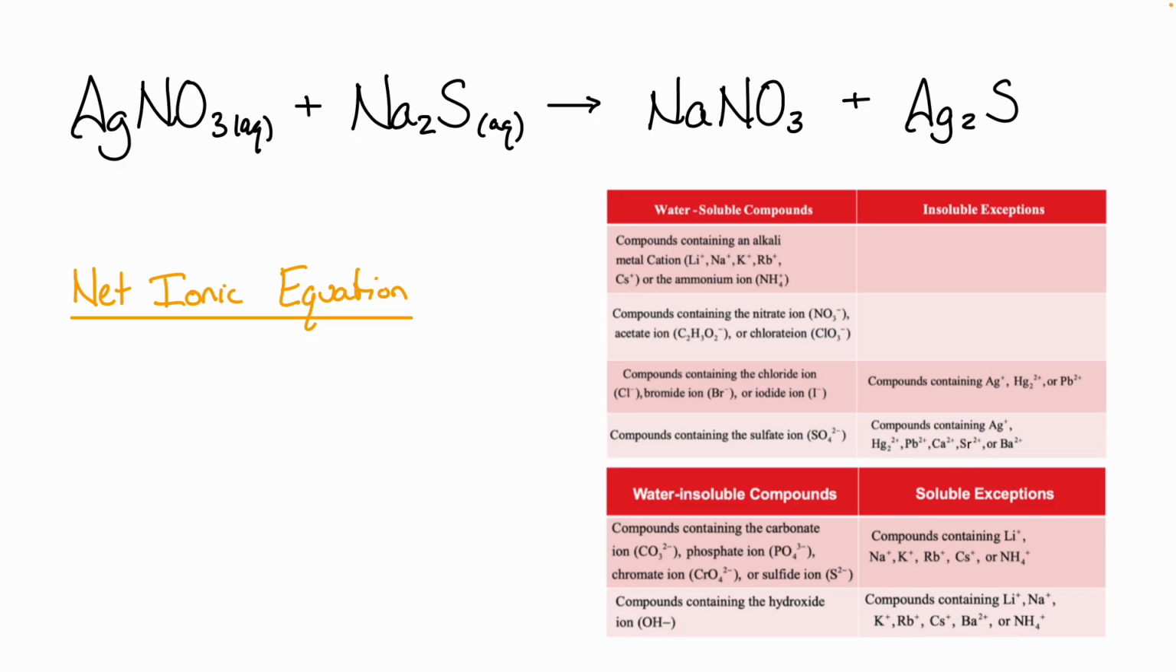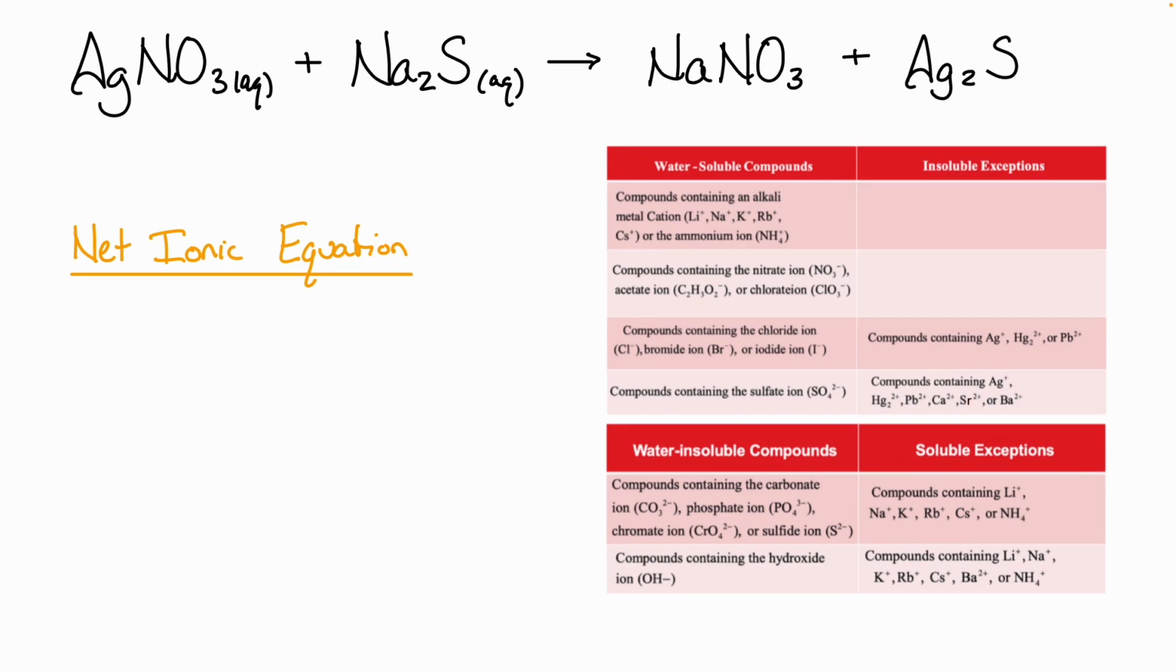Alright, so I need to swap my cations here. I'm going to pay attention to my charge when I put them together. So sodium nitrate is NaNO3. And then when I do my silver sulfide, silver has a charge of +1 and sulfide has a charge of -2. So my formula is Ag2S.